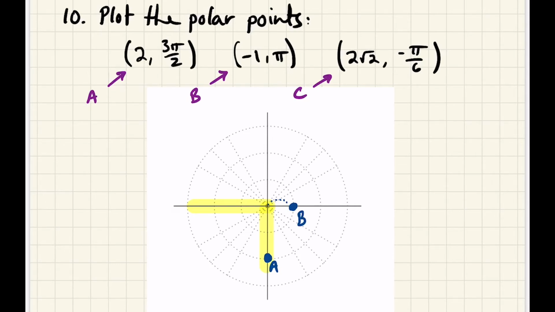And for point C, we are going to point ourselves in a direction of -pi over 6, which would be that way right there. And we're going to move 2 root 2 units in that direction. That is positive, so we'll move into the fourth quadrant. And 2 root 2 is about 1.4, so 2 of those is about 2.8. So that would be point C right about there.